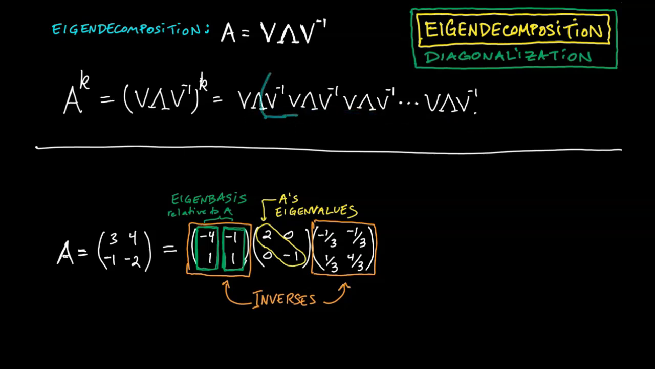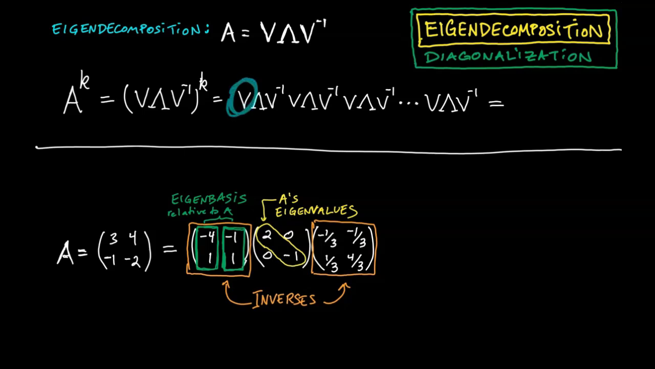For example, right here, and I get V inverse V. Well, what's the product of V inverse V? Obviously, the identity matrix, which just gets absorbed into the overall product. Same thing with this V inverse V. Same thing with this V inverse V. Same thing with this V inverse V, all the way down. All those V inverse V's collapse. And think about what survives the slaughter.